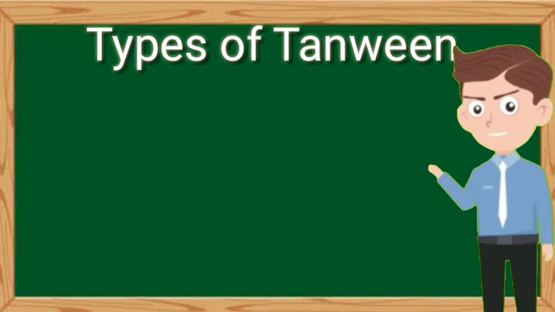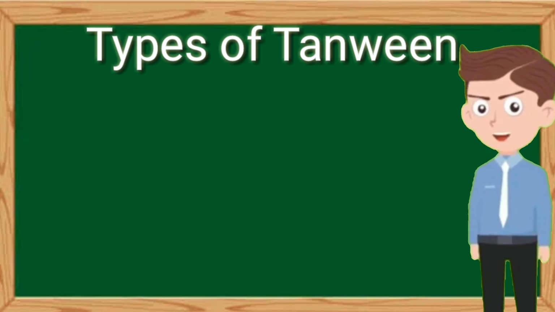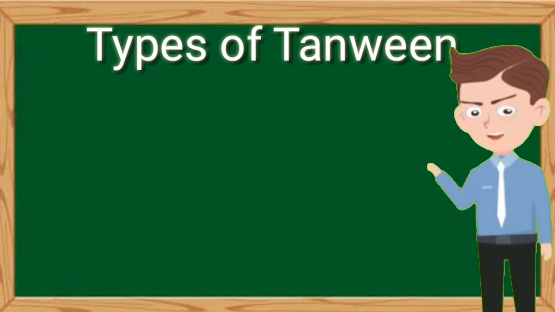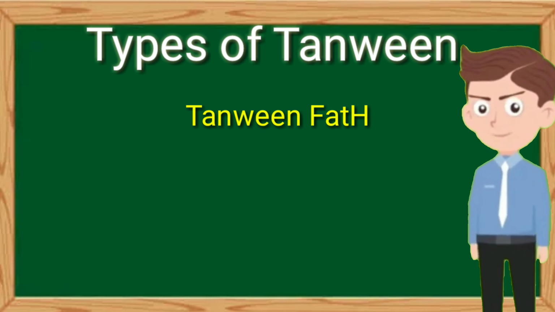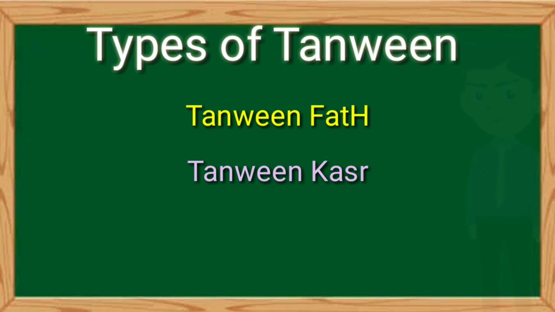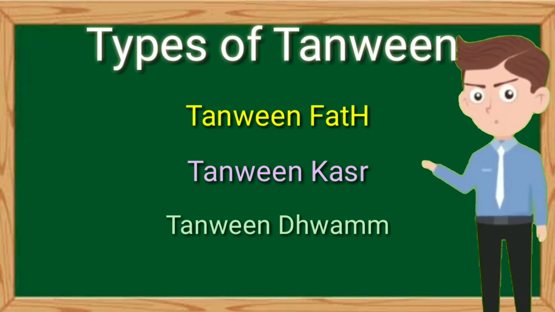Now we can learn about types of tanween. How many types of tanween are there? Tanween fatha, tanween kasr, and tanween damm.